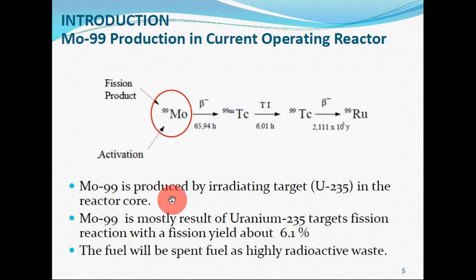Molybdenum-99 is produced by irradiating target uranium-235 in the reactor core. Molybdenum-99 is mostly the result of uranium-235 target fission reaction with a fission yield of about 6.1%. The fuel will be spent fuel as highly radioactive waste.